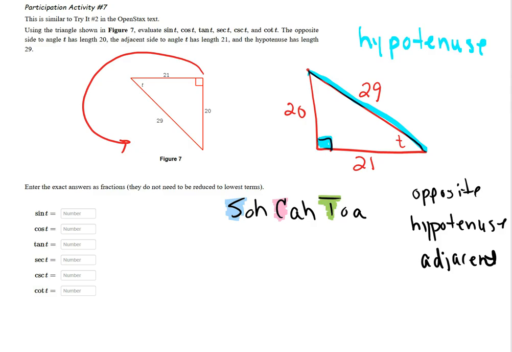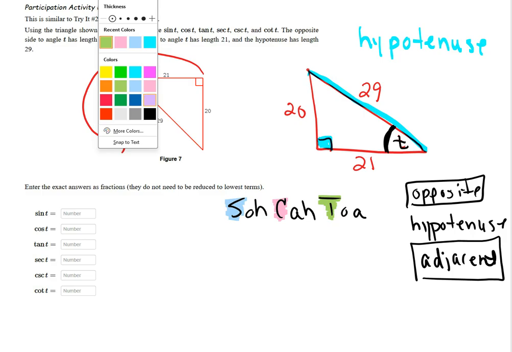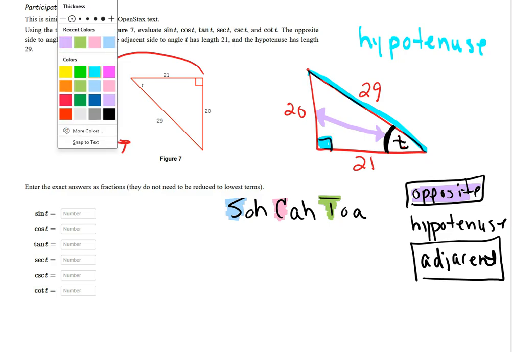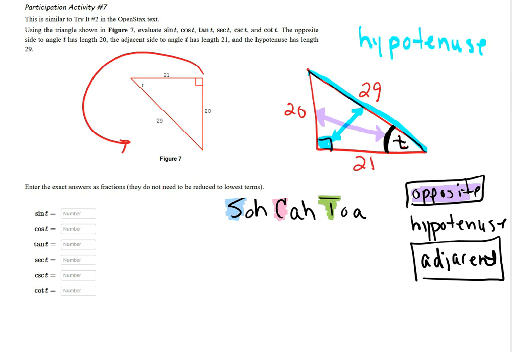Those all have to do with the angle that you're talking about, which in this case is this T. Now, there's three sides in the triangle. The longest side, which is always across from the right angle, is the hypotenuse. But in terms of who is the opposite and who is the adjacent, you have to look at the angle you're talking about. For angle T, the opposite is the side that is across from this angle, just like the hypotenuse is always across from the 90-degree angle.